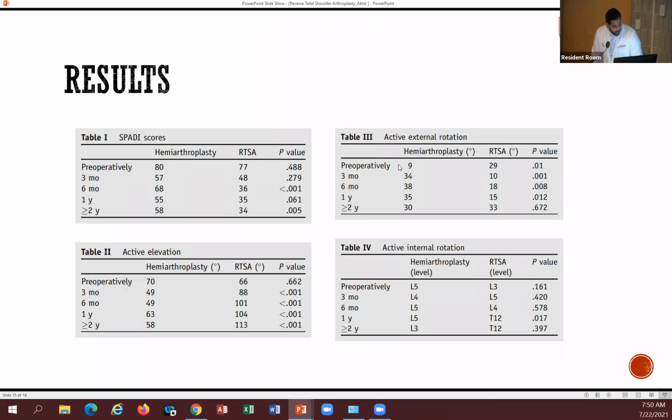For active external rotation, preoperatively, the reverse total shoulder group had a significantly better active external rotation compared to the hemiarthroplasty group. However, the hemi group had significantly better external rotation at 3, 6, and 12 months. However, after 2 years, this difference was not significant any longer. And finally, for active internal rotation, there was a significant difference at the 1-year mark between these two groups. And that can be seen in this table as well.